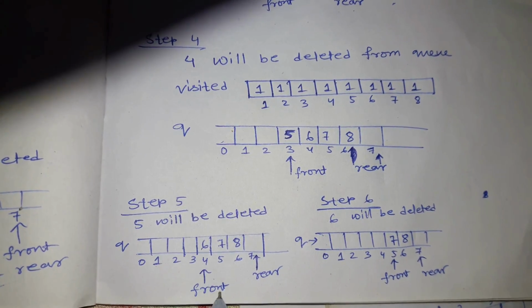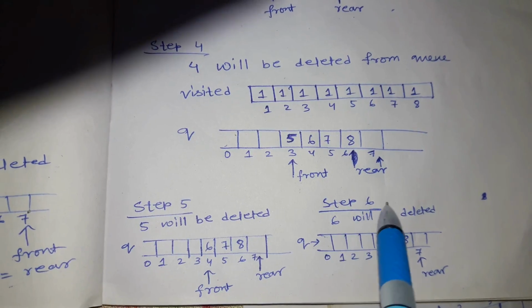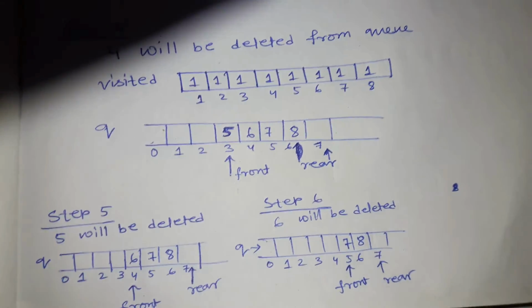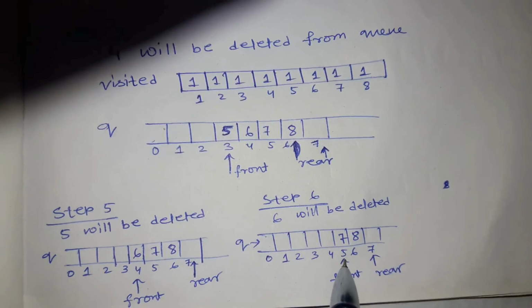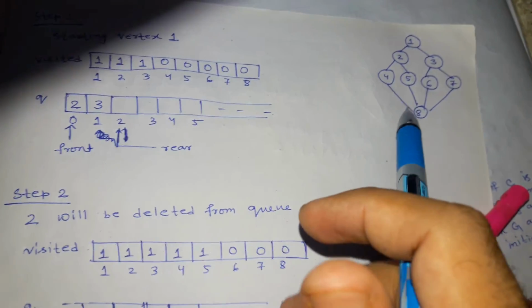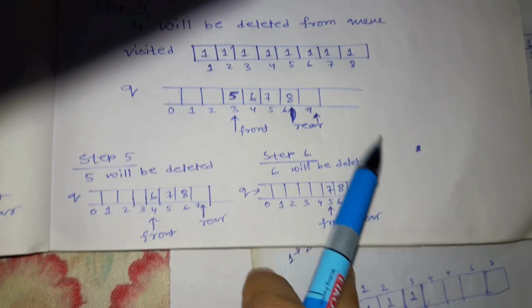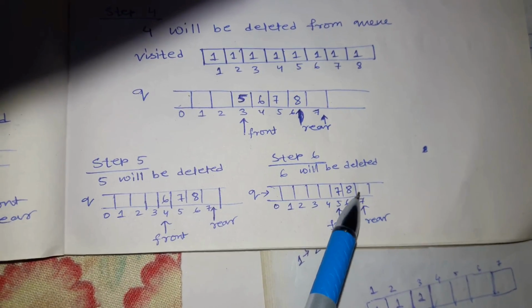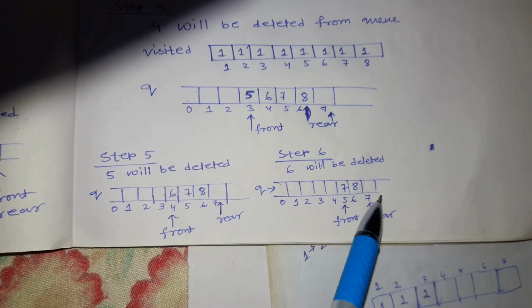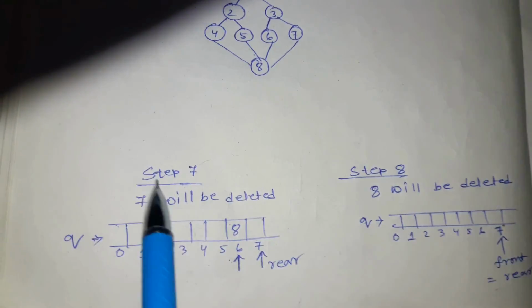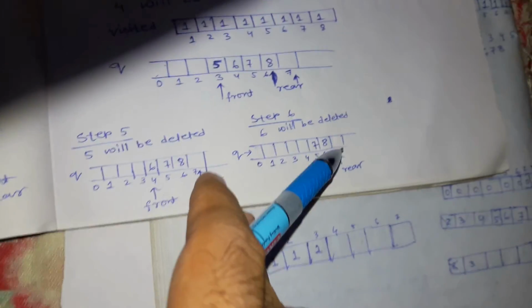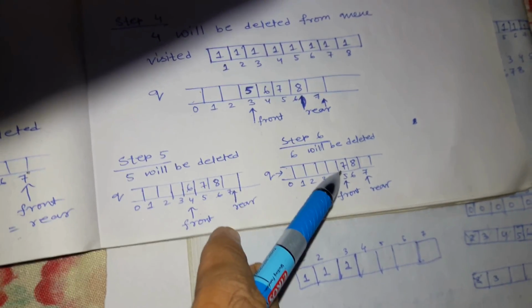From the front part of step 5, the item 6 will be deleted, and the front part has been updated to index 5, and we will check the adjacent vertices of 6, that is 3 and 8. Both of them have already been visited, so we need not make them visited again, and we need not push them into the queue again. So rear is still unchanged.